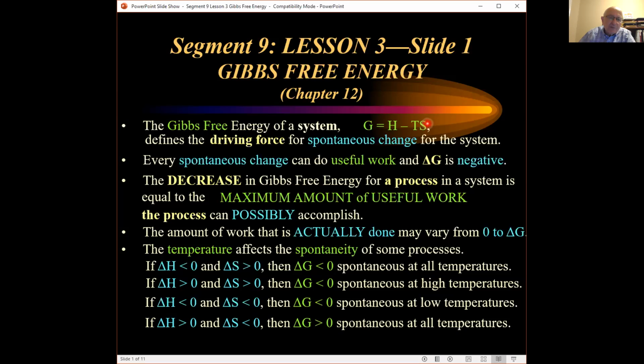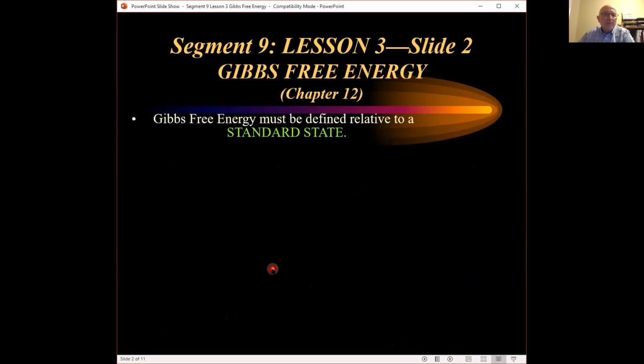Then delta G would be greater. I think this is a duplicate of what we did earlier. But if delta H is less than 0, this term is negative. Delta S is less than 0, this term is positive. So this negative and this one positive would become low temperature. So I think these are predicting the same thing.